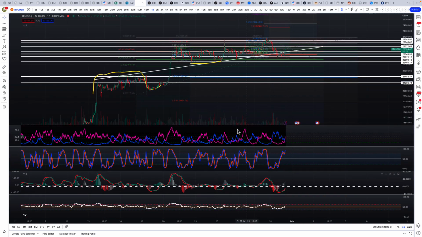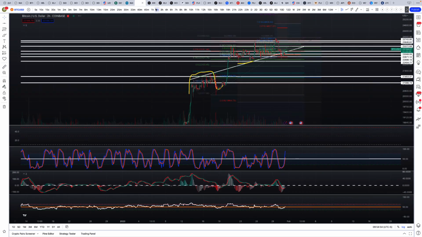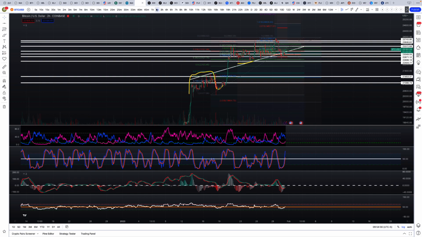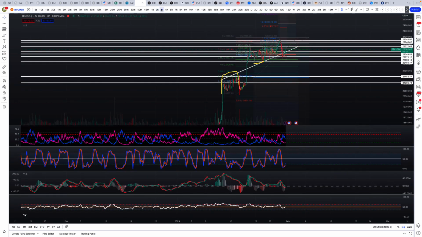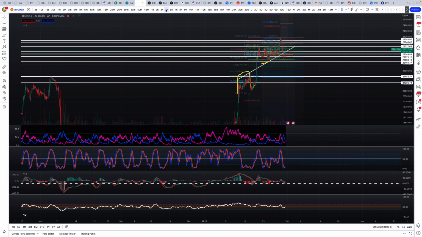And we're seeing the momentum cross up. That's a 1 hour chart. Now keep looking at the momentum. 2 hour chart, we're just now crossing up. 3 hour chart, very close. 4 hour chart, very close.